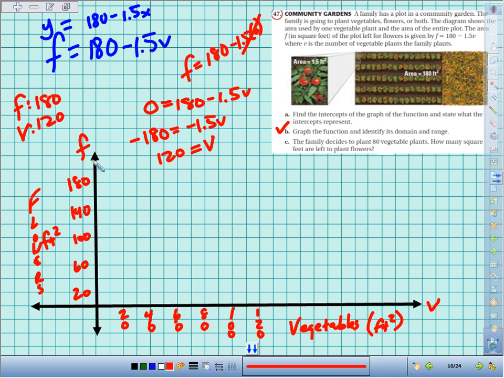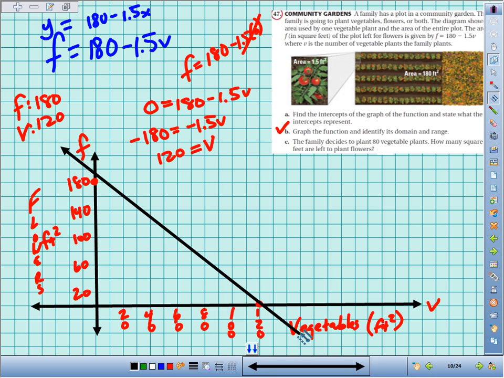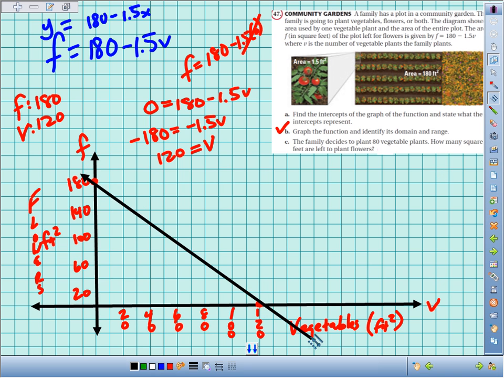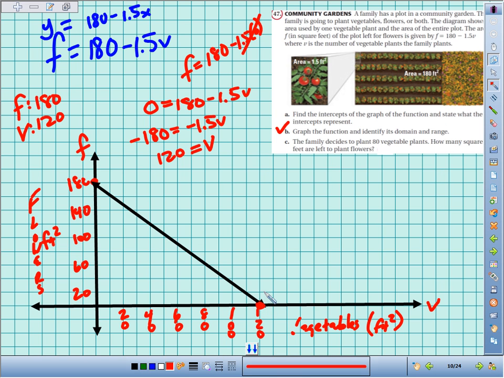So if the F-intercept is 180, I'm going to make a dot at the F-intercept at 180. V-intercept is 120, make a dot there. The last step is to just connect the dots. But you have to think, oops, that wasn't a very good line between them. Let's try that again. There we go. You have to think a little bit in this situation. You can't have negative flowers or vegetables. So I'm going to peel this back and make it stop right there and stop right there. So really you have a line segment.